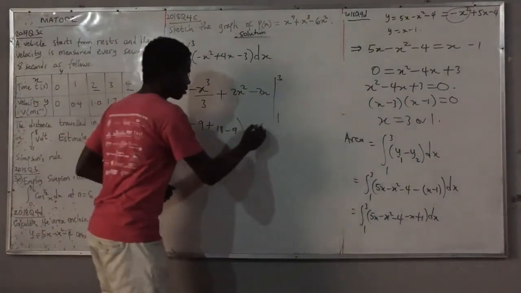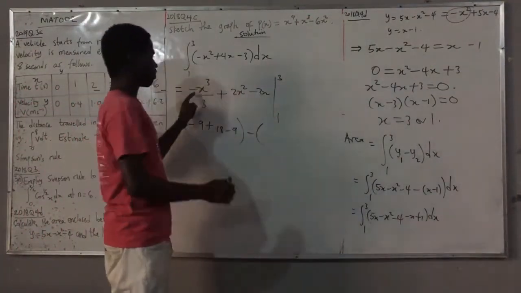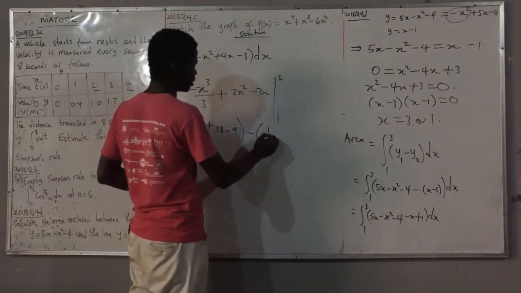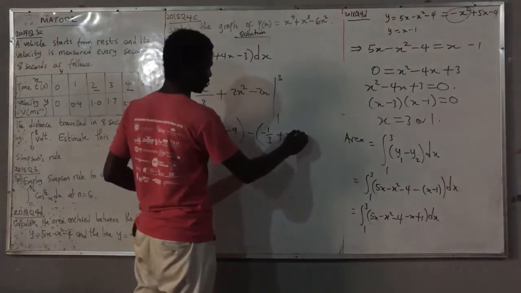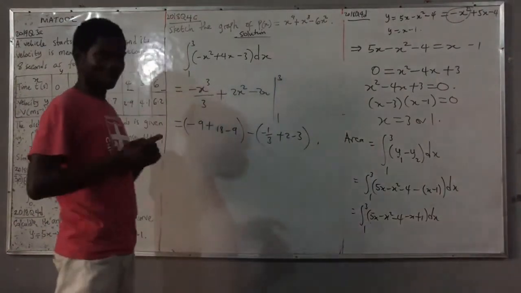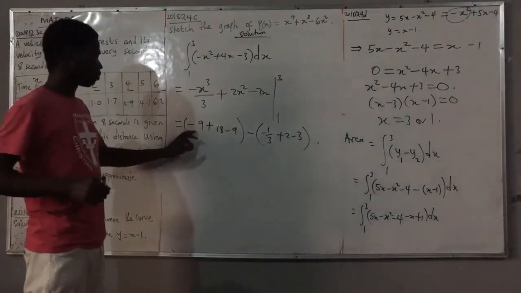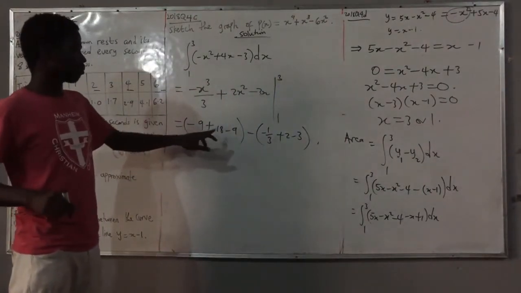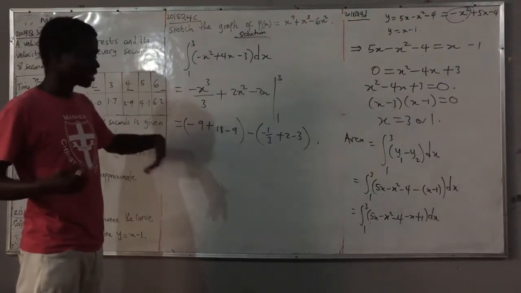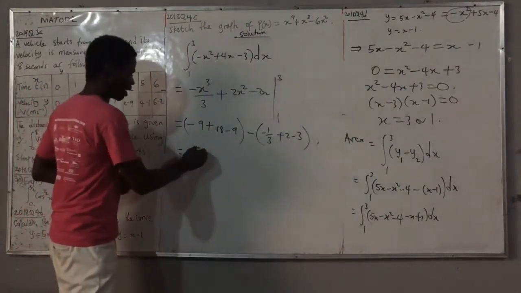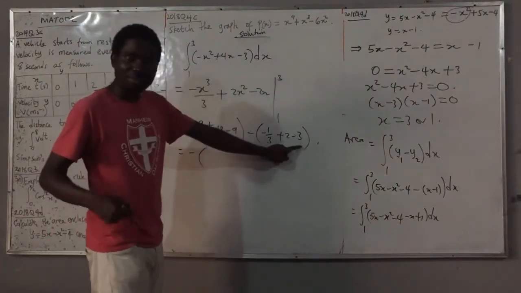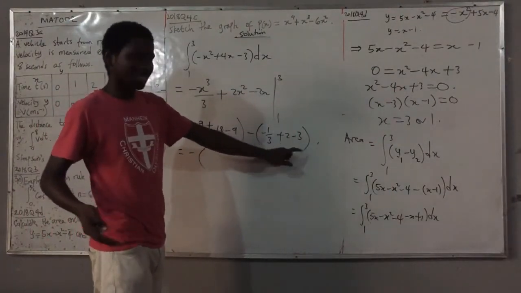Then minus, put 1: minus 1 over 3 plus 2 minus 3. That's what we are going to have here as well. Now, what will happen here? Minus 9 minus 9 minus 18. Minus 18 plus 18 is 0. So, I'm left with minus 2 minus 3, that is minus 1.